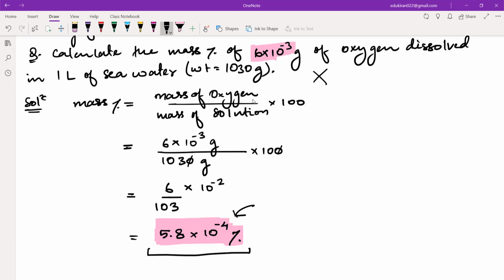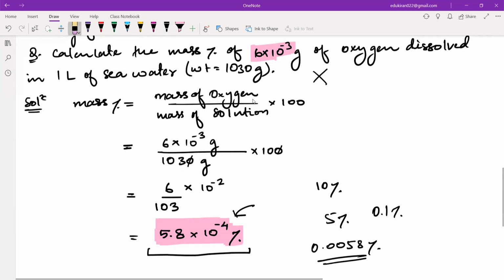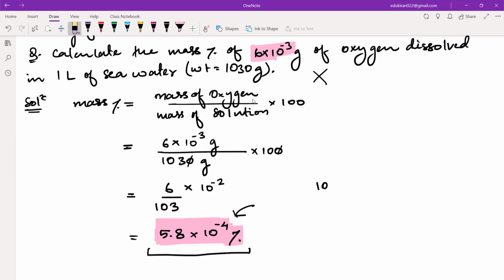Does it make any sense to you? For example, out of 100, if you say 10%, it makes sense to you. If you say 5%, it makes sense. Even if you say 0.1%, it also makes sense. But does this term, 0.00058%, make sense? No, sir, it's a very small quantity, and you are not getting a good idea.